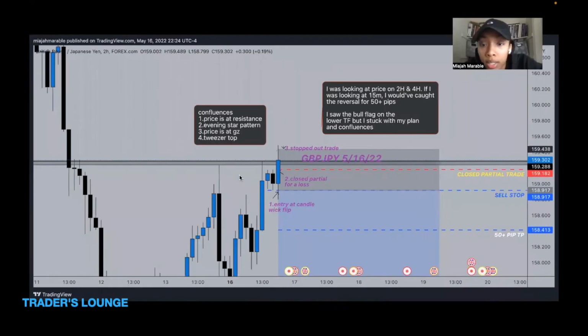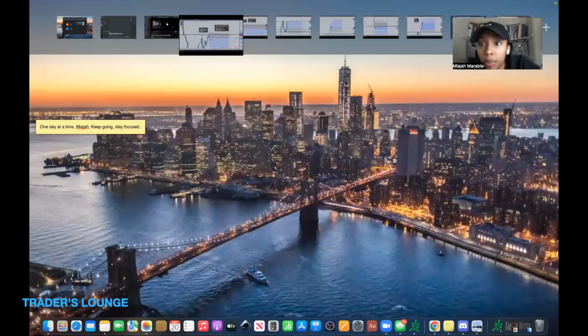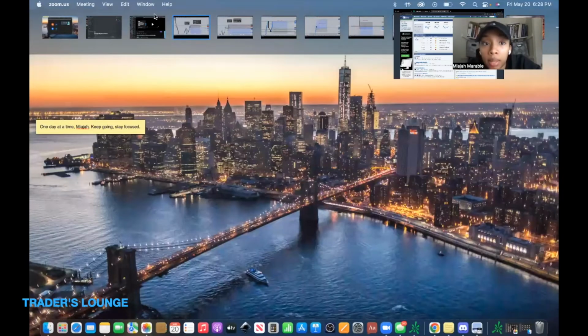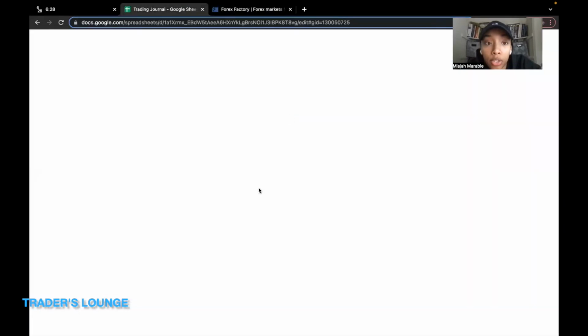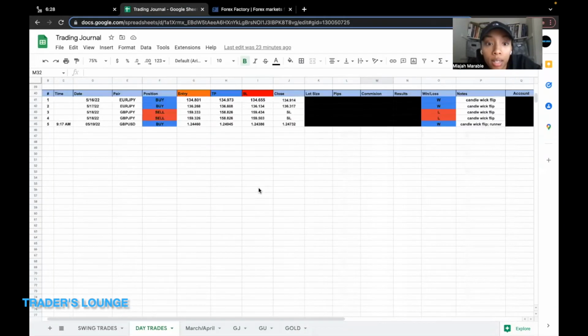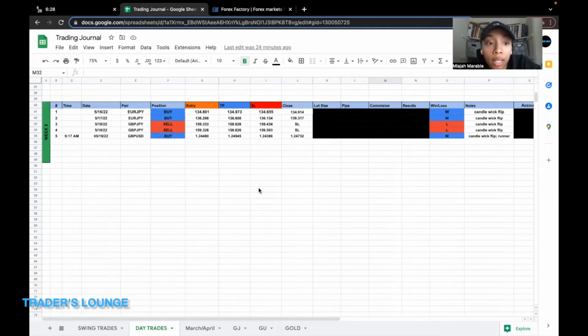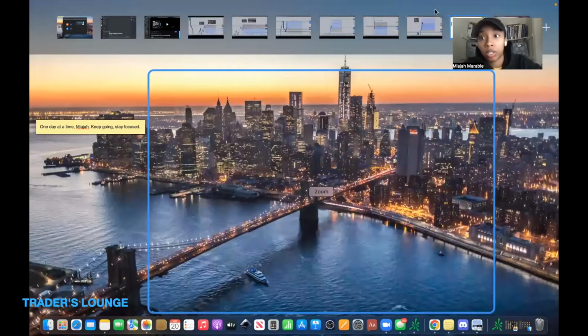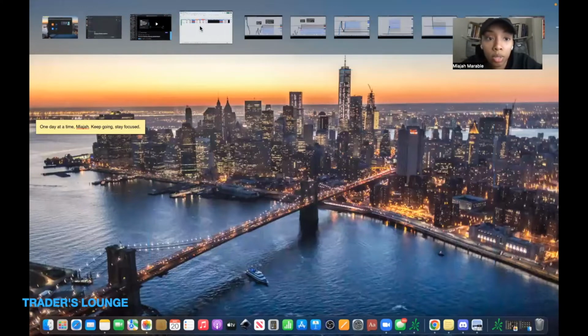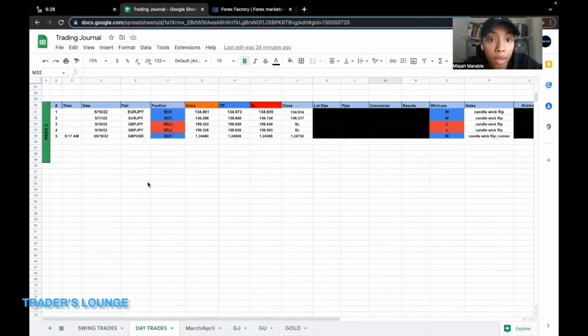So let's get right into it. Now, this trade I took, let me bring up my trading journal. All right, yeah, this is my trading journal. So I took a total of 5 trades this week. I think this is a good place to start instead of just jumping straight into the screenshot.